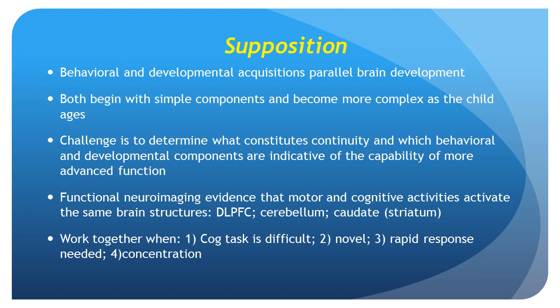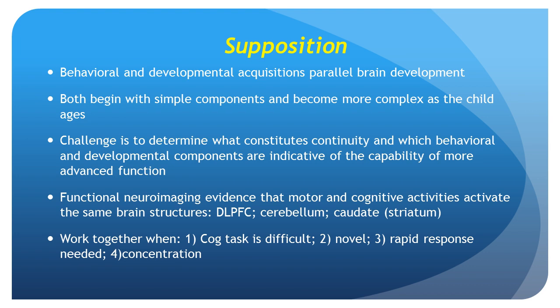So there are several suppositions that I want to close with. First is that behavioral and developmental acquisitions parallel brain development. You need the underlying capacity to demonstrate increasingly complex behaviors. Both begin with simple components and become more complex as the child ages. You can't do complex behaviors without basic brain circuitry. Our challenge is to determine what constitutes continuity and which behavioral and developmental components are indicative of the capability of more advanced function.